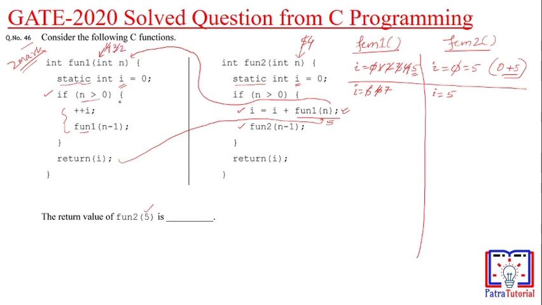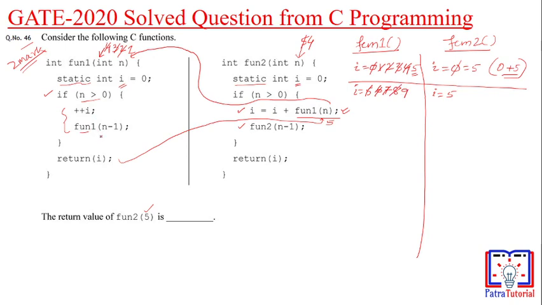Okay, then again get inside the function, 2 is greater than 0, I plus plus, I equal to 8. Then call the same function by passing n minus 1, n equal to right now 2, 2 minus 1 equal to 1 as a parameter. Okay, then again get inside the function, 1 is greater than 0, condition satisfied. I plus plus, I equal to 9.